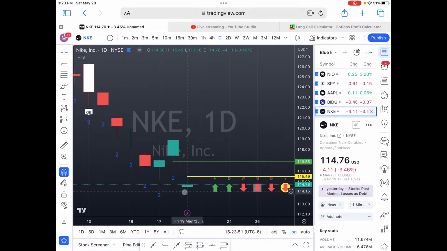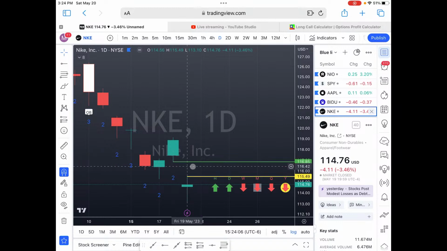We move on to Nike. So Nike has a 2 down that finished green with a hammer candle. So this, folks, is a hammer candle, the opposite of a shooter. Okay, so we have the body at the top and the wick to the bottom, and the wick is at least 2 times the size of the body.